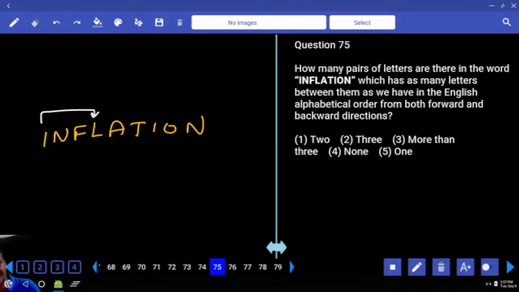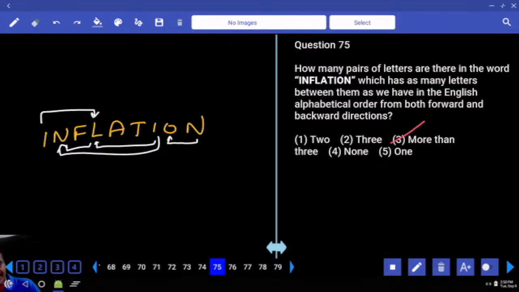And again in the reverse. N and O, there is a pair. Isn't it? N, O. The next one: N, O, P, Q, R, S, T, U, V. And I, J, K, L, there is another pair. M, N, there is another pair. Then L, there is a pair. 1, 2, 3, 4, 5. And more than 3, choice 3, 75.